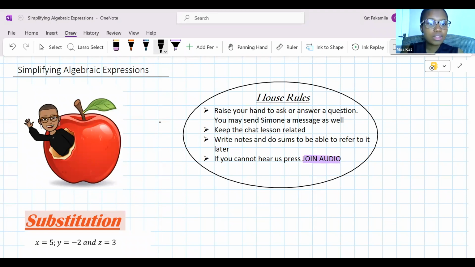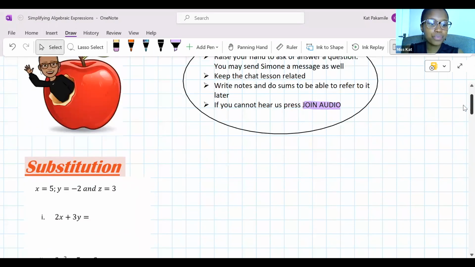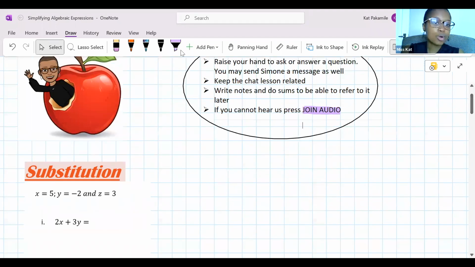So the first thing I had in mind for today was substituting, okay? I think it's a great place to start when we're dealing with algebraic expressions. Last lesson, we spoke about variables and constants and coefficients and everything. So now we are going to deal with substitution.